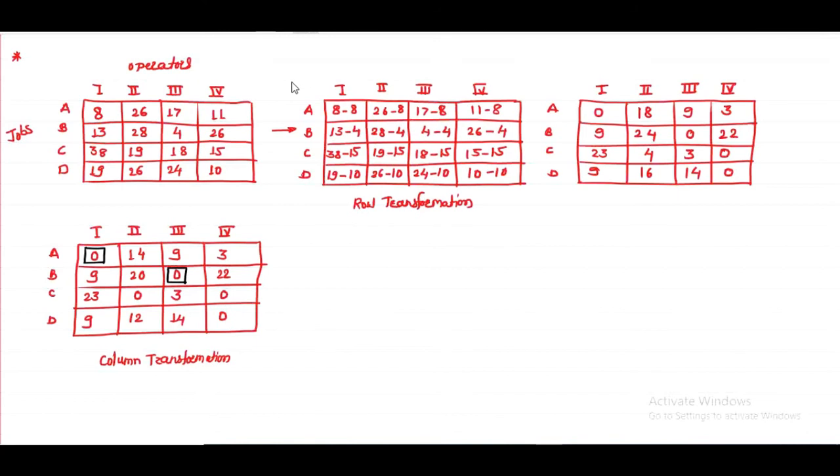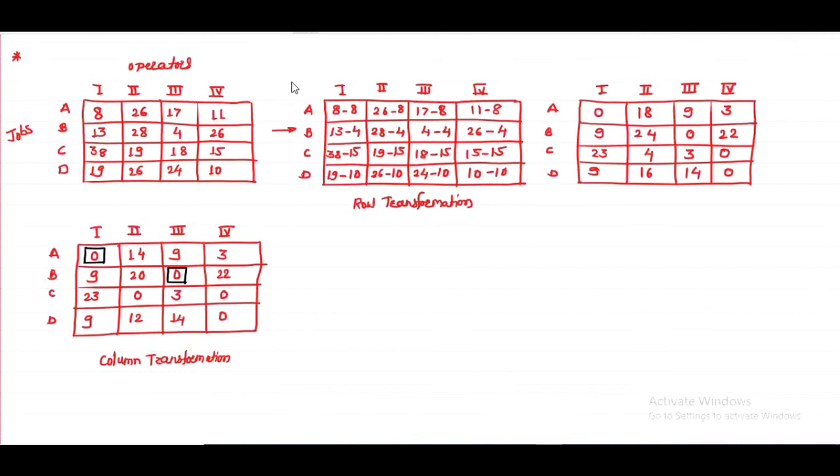In the third row there are two zeros available, so we can't directly assign any operator to job C. So after that we'll go for the fourth row. In the fourth row there is only one 0 available.